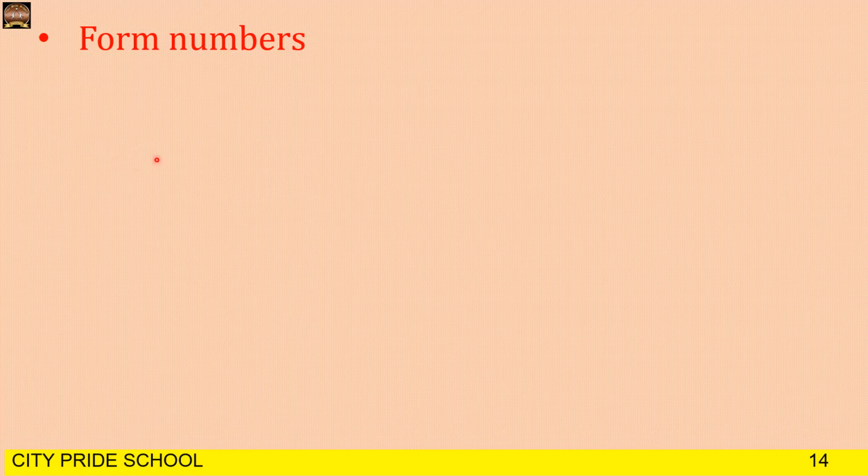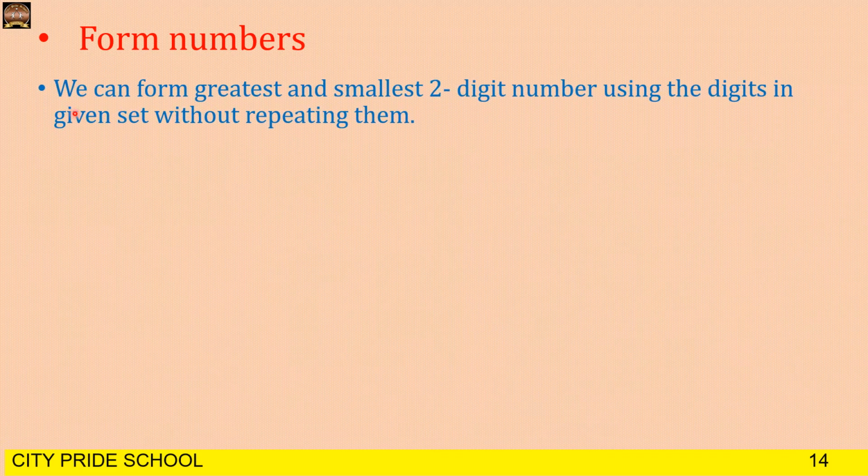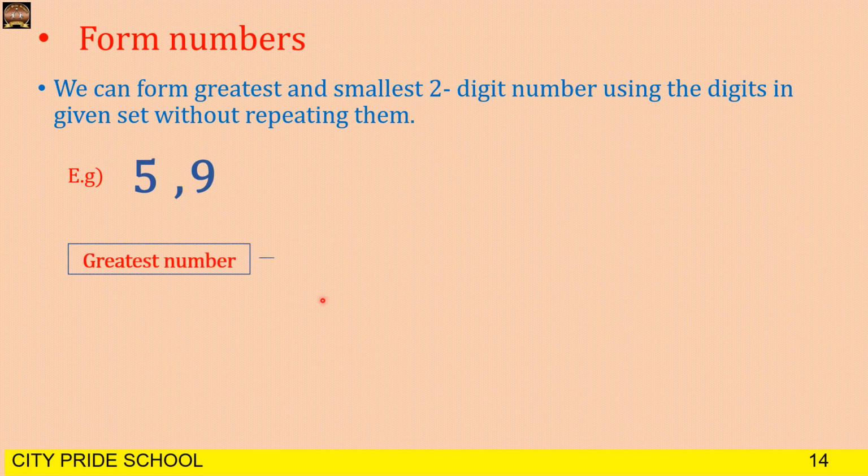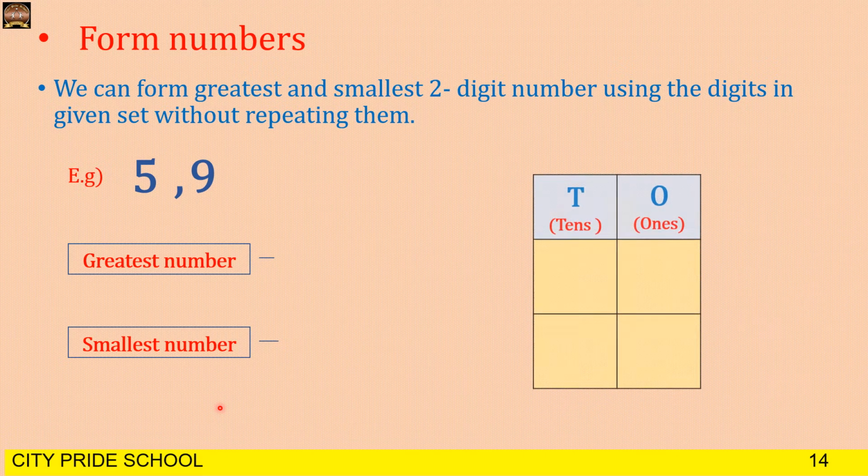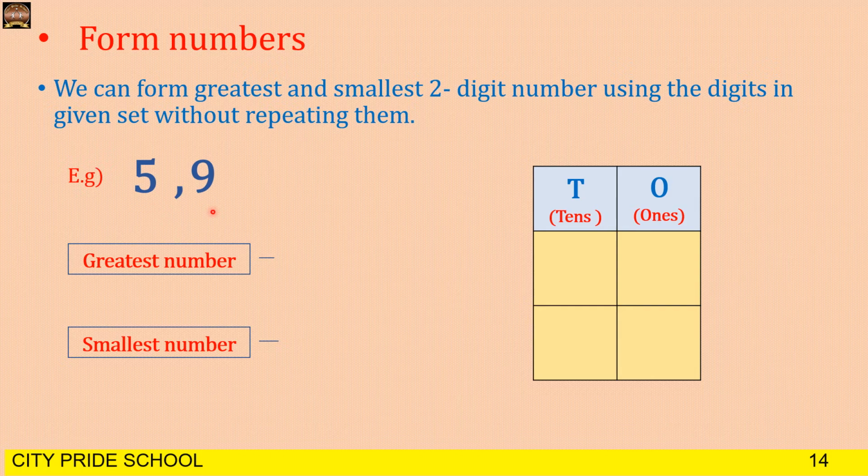Now let's find out how to form numbers. Okay, so we can form the greatest and smallest two-digit numbers using the digits in the given set without repeating them. Now here we have the numbers 5 and 9. Now what are we going to do? We are going to find out the greatest number and the smallest number. For that, we are going to place these numbers in the tens and ones houses.